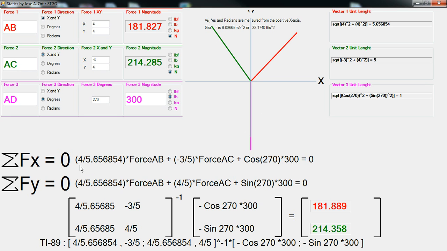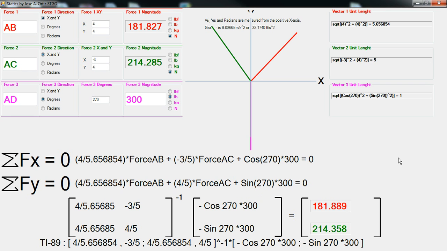So we come down here, we have our equations. So you have 4 divided by 5.65 times the force AB plus -3/5 force AC plus the cosine of 270 times 300. That's all the forces in the x direction. And for the y direction, we have 4 divided by 5.65 times the force AB plus 4/5 times force AC plus the sine of 270 times 300, and that should equal 0.